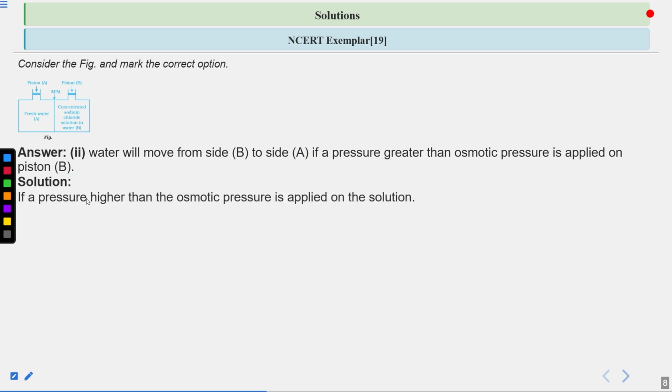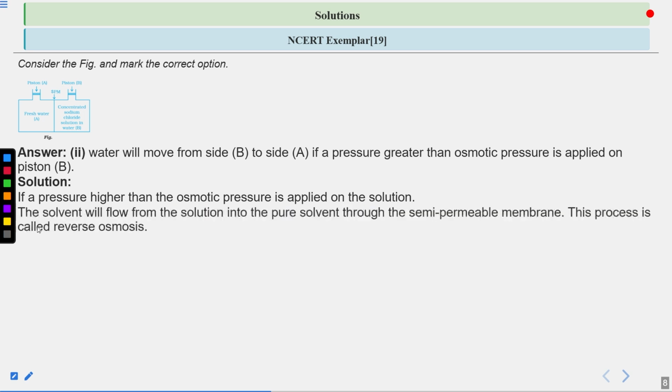So if a pressure which is higher than the osmotic pressure is applied on the solution, what will happen? The solvent will flow from the solution into the pure solvent through the semi-permeable membrane. And this process is called reverse osmosis. Okay, we are talking here in this question about the osmotic pressure. Okay, what is osmotic pressure?